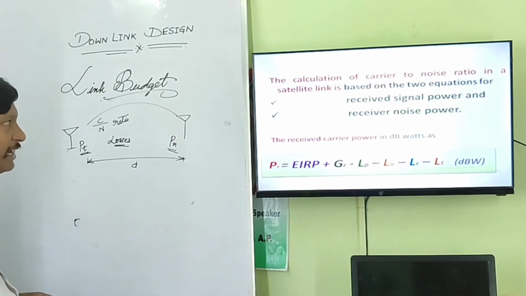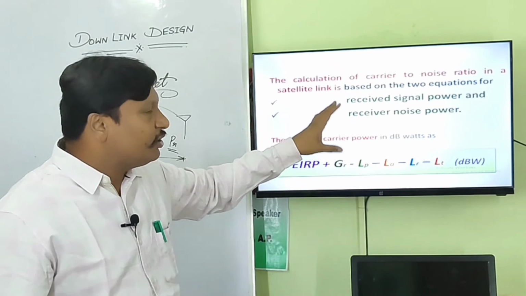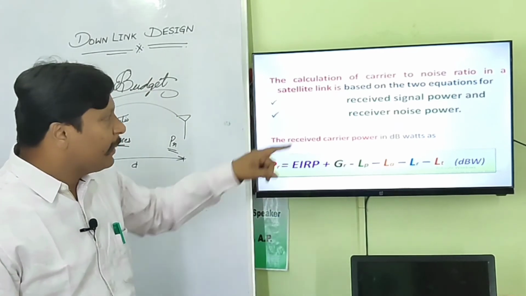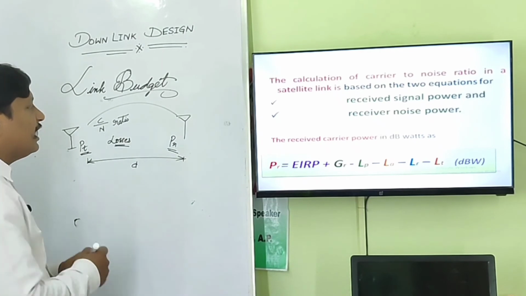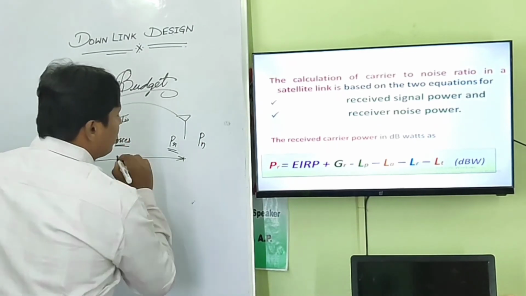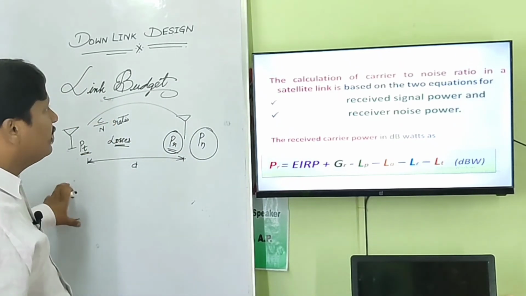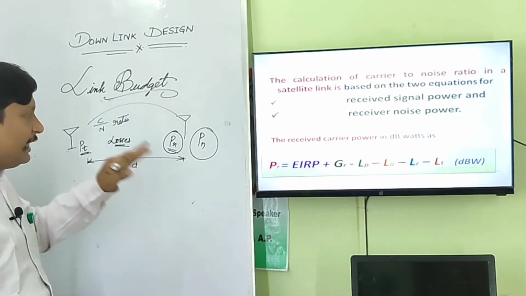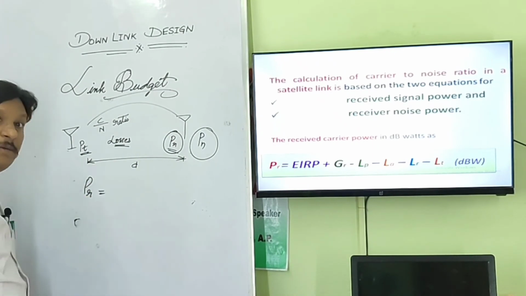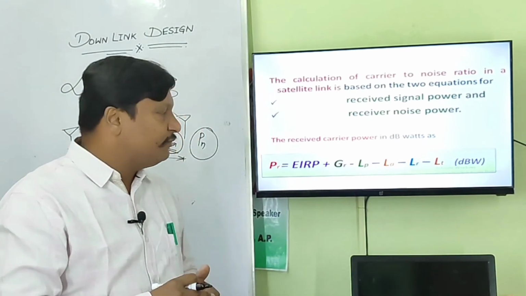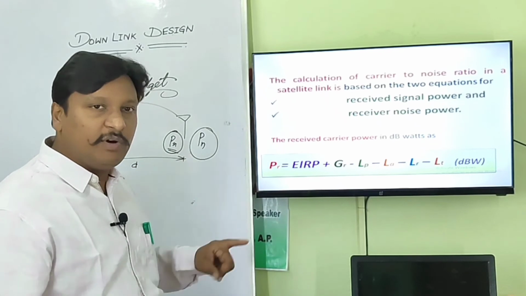Let us calculate the carrier to noise ratio in a satellite link based on two equations. The very first one is, what is the received signal PR? And what is the received noise power? Depending on this PR as well as the noise power, we can estimate the satellite link budget. Let us see the received power PR. In the previous video lecture, we have defined what the received power is. According to that, let us estimate what PR is.